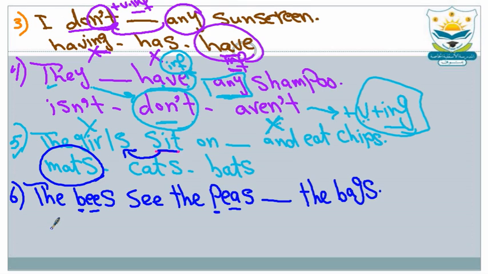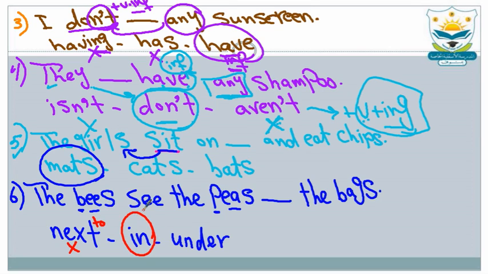Let's choose next ولا in ولا under. احنا لسه قاريينها دلوقتي مع بعض يا سنة رابعة. بيقول لي the bees see the peas space the bags. Next, طبعا next is wrong because there isn't to. بستخدم next ومعاها to. ولا in ولا under the bags؟ In the bags.